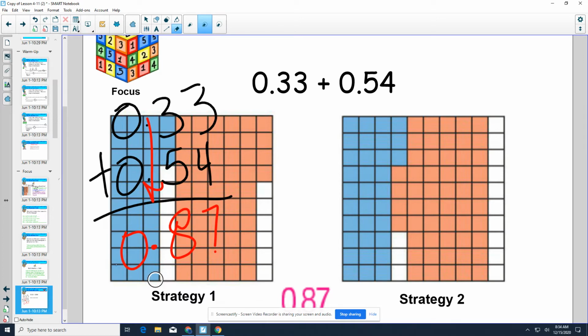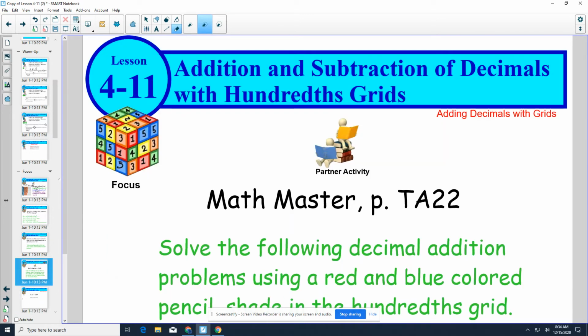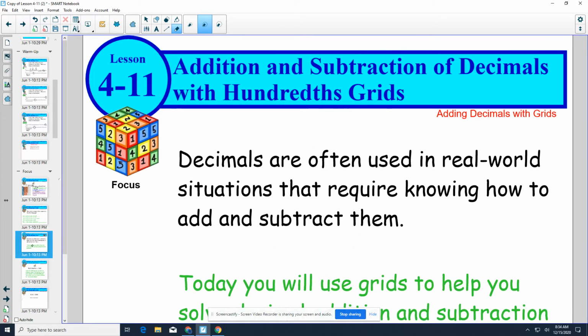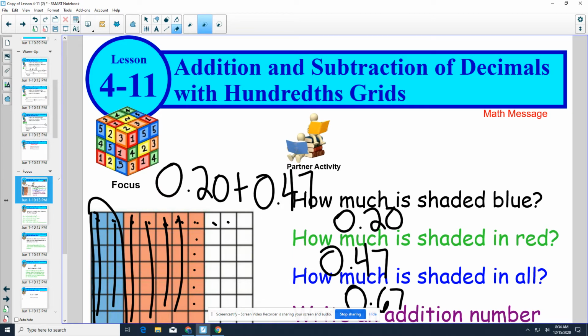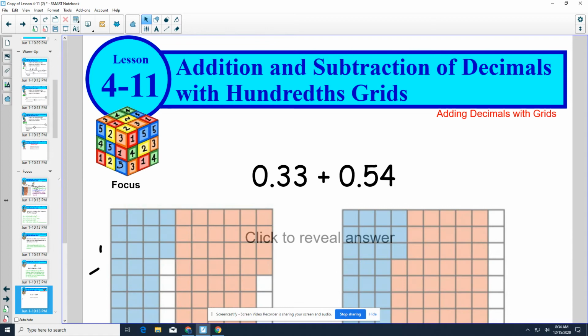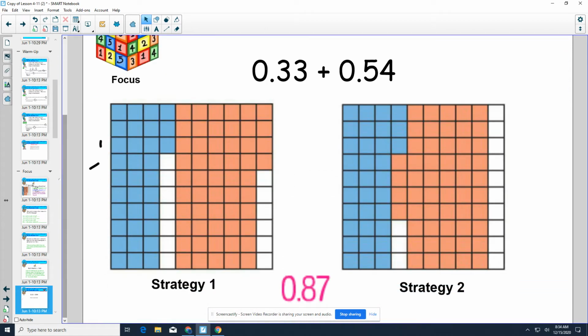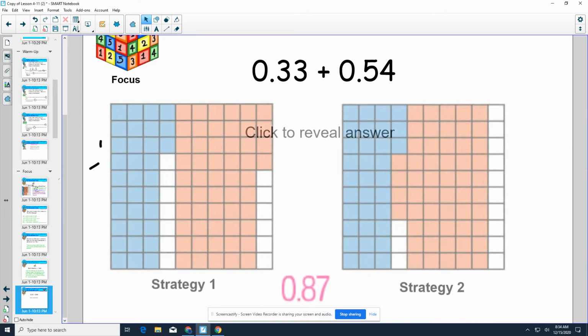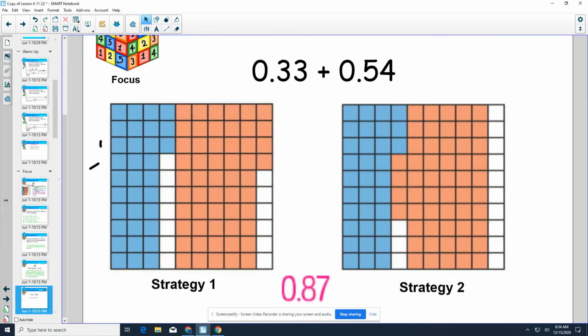Let me erase this so you can see it better. 87 hundredths, right? Sorry, lost my spot here. You can see it got 87 hundredths. So they decided to separate them, and here they had the 1, 2, 3, right? And then 33 hundredths, and then the 54 hundredths here. And here they just decided to interlock them. So either way would work for that.